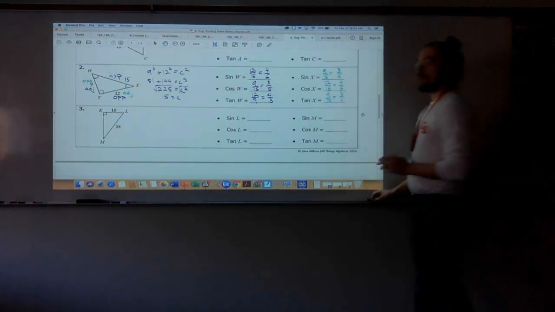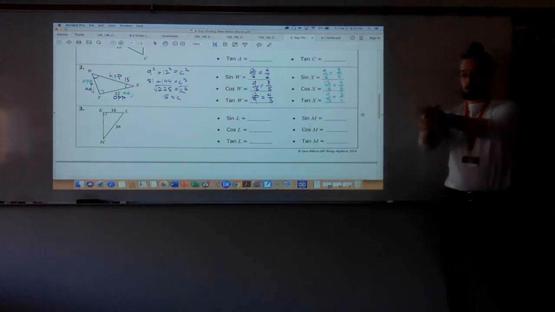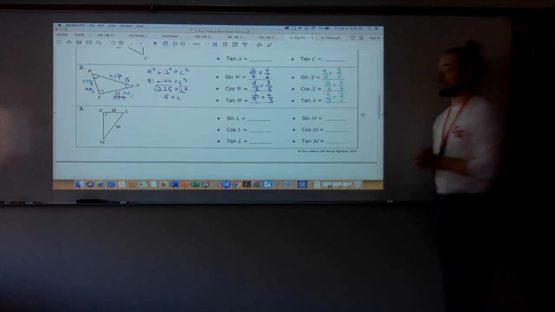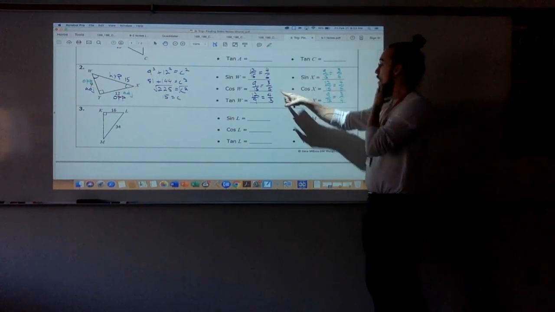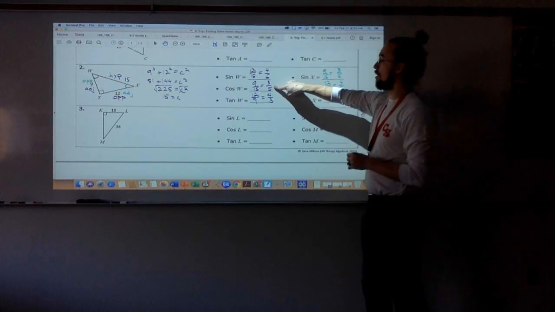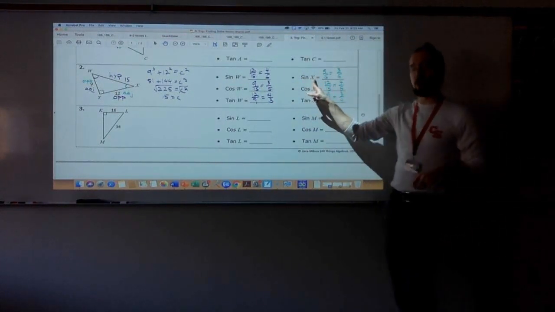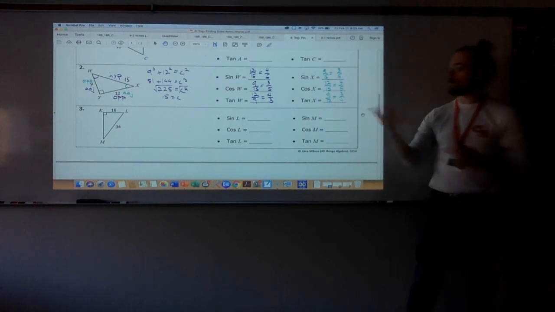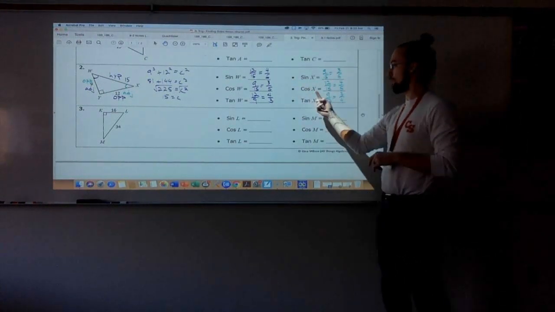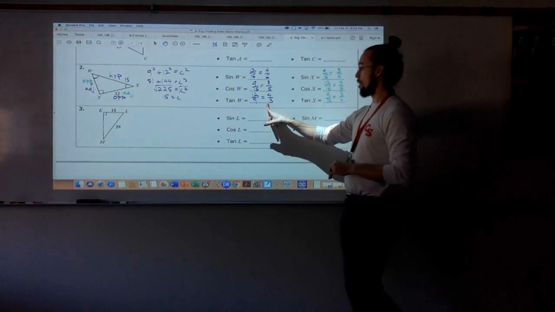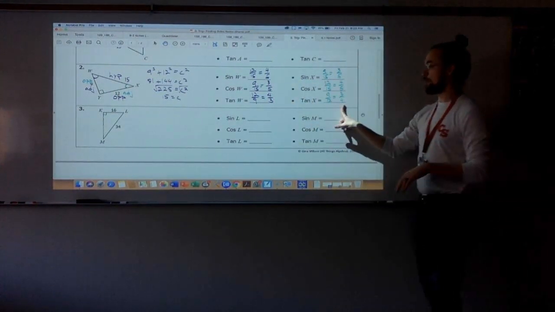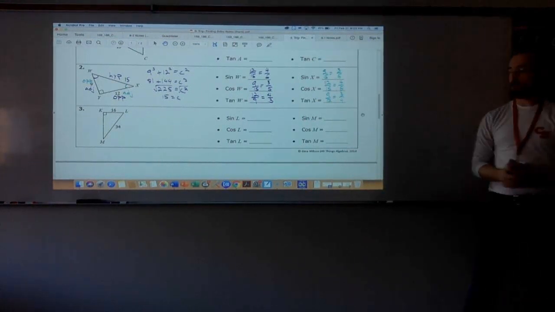Alright. Questions? I think I recognize that cosine. Oh wait, you already said it. Like the cosine of W and cosine of X are the same. Yeah, so the cosine of one angle is equal to the sine of the other one in the right triangle, and vice versa. The sine of this angle is equal to the cosine of this angle. And tangent, right, the tangent of this angle is the reciprocal of the tangent of this angle. Yep.